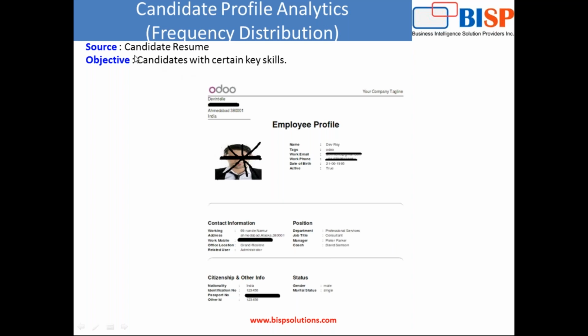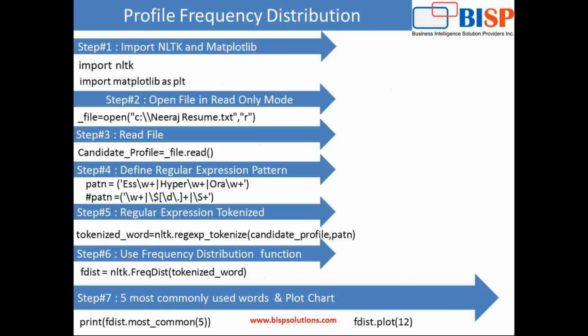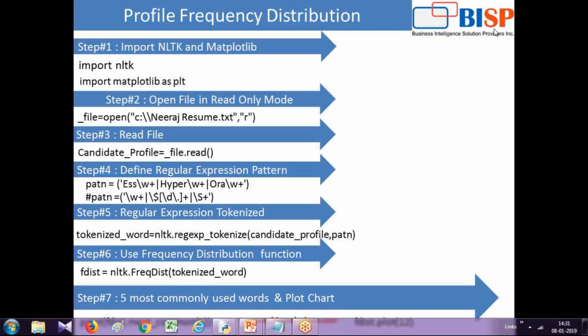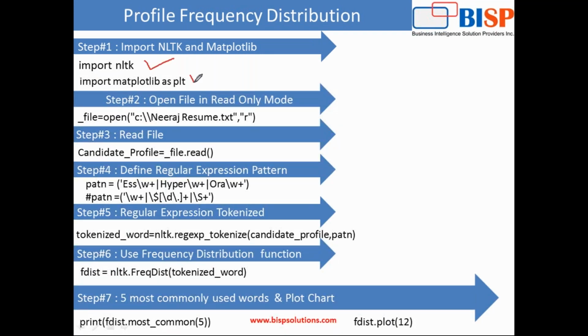So the requirements continue to be same. We have a source is candidate profile, and we would like to analyze candidate profile with certain skill set. And we would be defining a skill set over here, excluding punctuation. This is done in 7 steps, and let's go through each step one by one, and finally I'll show you the practical output. Step 1, as always, you need to load and import NLTK toolkit and matplotlib, because in this example I'm visualizing data in terms of line chart.